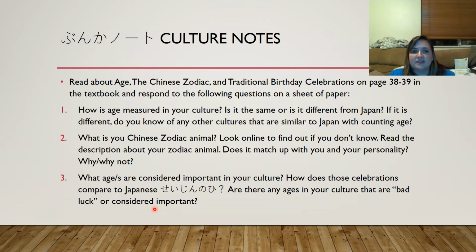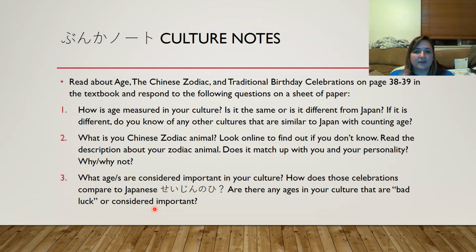If it's different, do you know any other cultures that are similar to Japan with counting age? If you happen to know about that. Number 2, what is your Chinese zodiac animal? Okay, so go ahead, open up Google and search if you don't know what it is. Search it, and if you do know, go ahead and search anyways so that you can read a little bit about your description of your zodiac animal.